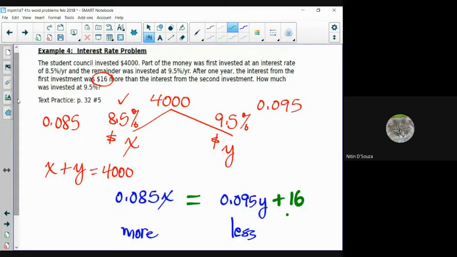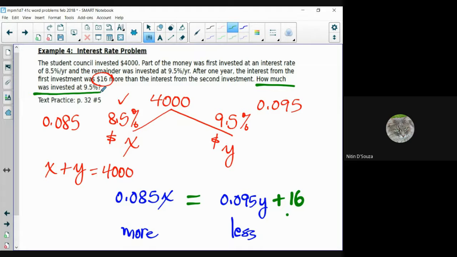Sorry, let me clarify that. Did you read the question here? It says how much was invested at 9.5%. So are they asking us for X and Y? Are they asking us for X? Are they asking us for Y? Y. I'm just asking. Y. So they're asking us for Y.